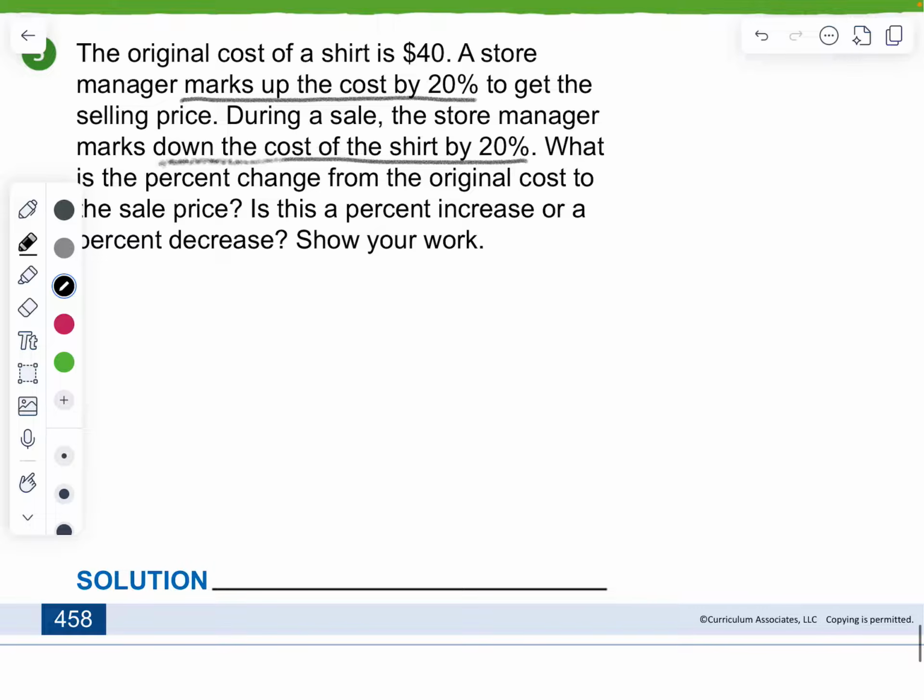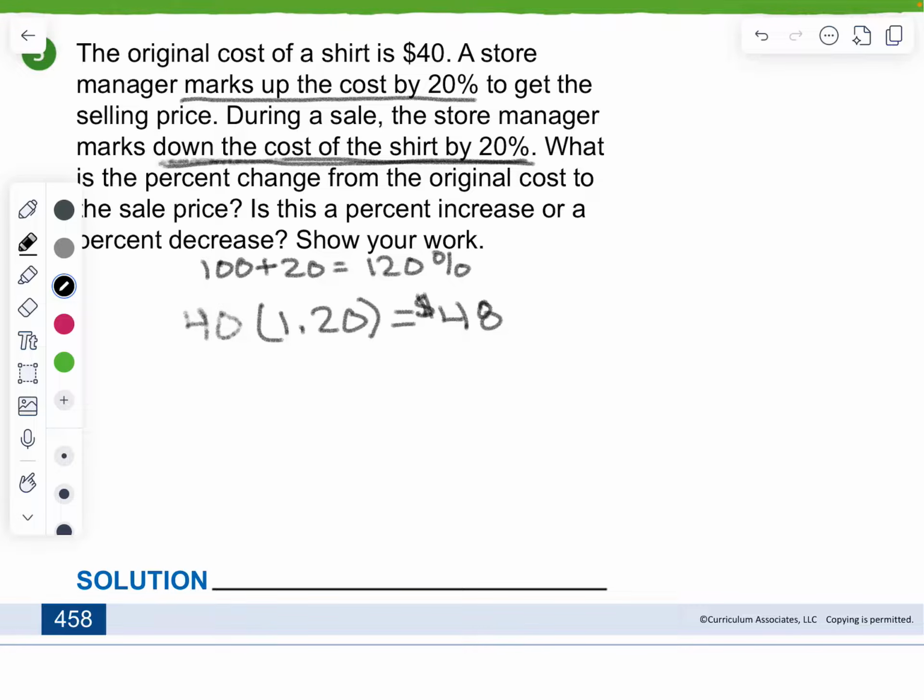Let's work it out. $40 markup of 20%. So 100 plus 20, because it's a markup, is 120, so I can multiply that by 120%, as 1.20, the decimal, and I will get $48. Now I take that $48 and we mark it down 20%. And so since it's a markdown, I can multiply that by 80%. So $48 times 80%, $38.40.